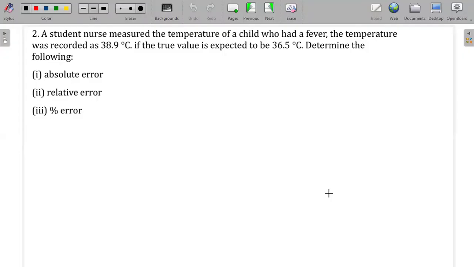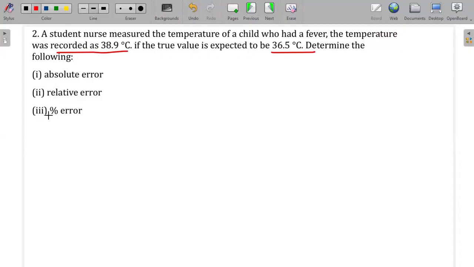All right, so the question says, a student nurse measured the temperature of a child who had fever. The temperature was recorded as 38.9 degrees Celsius. If the true value is expected to be 36.5 degrees Celsius, determine the following: absolute error, relative error, percentage error.